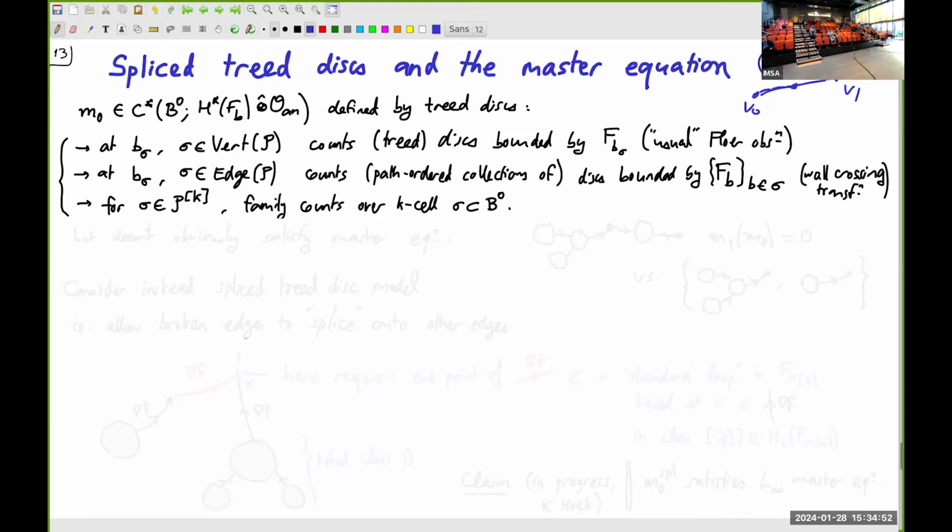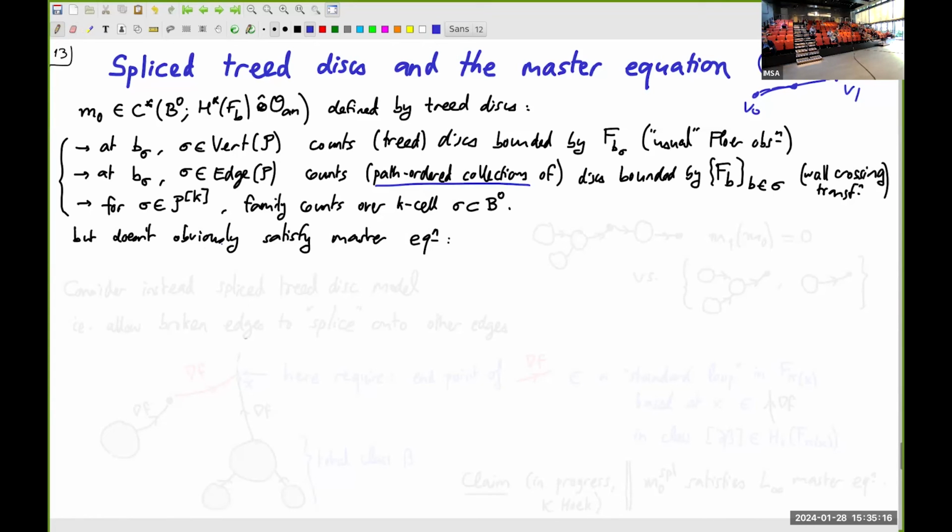So in some sense, these are really not just single disks, but path-ordered collections of disks, which is exactly what you need to get some sort of path-ordered exponential that will give you the wall crossing corrections. You don't want just to count a single disk, but rather ordered tuples of disks that you encounter that will successively attach to assemble the wall crossing transformation.